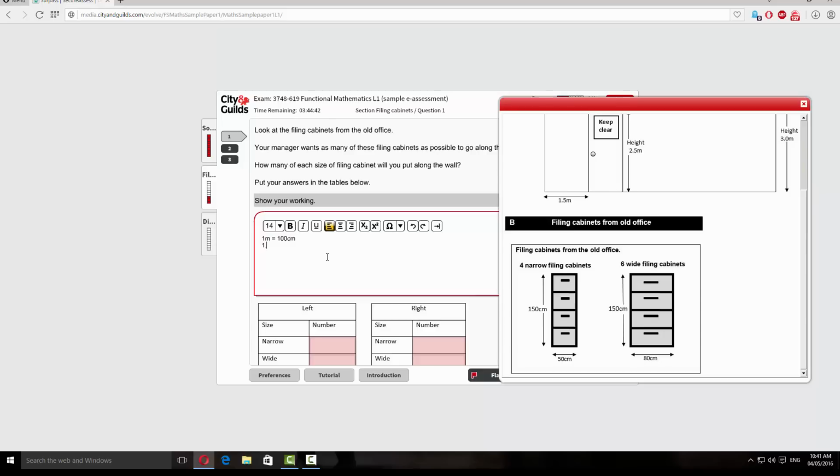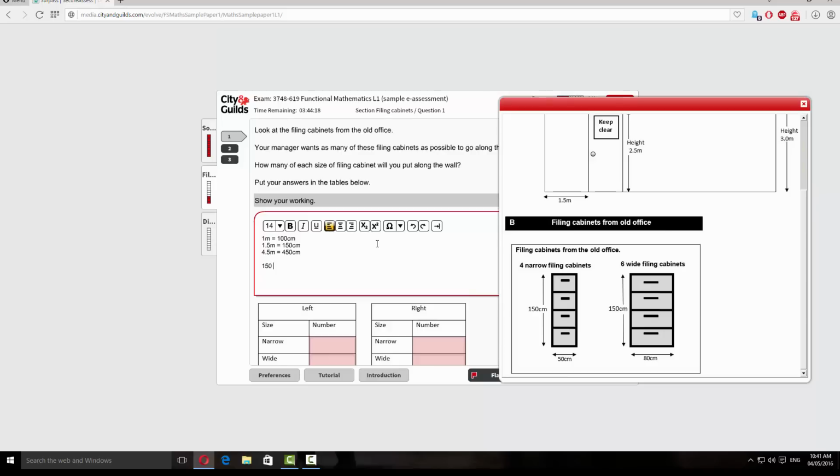So 1 metre is 100 centimetres, which means that the 1.5 metre gap is actually a 150 centimetre gap. That's on the left-hand side of the door. And the 4.5 metre gap is actually a 450 centimetre gap. That's on the right-hand side. Just say that really. Yeah, right-hand side is 450 centimetres, left-hand side is 150 centimetres.